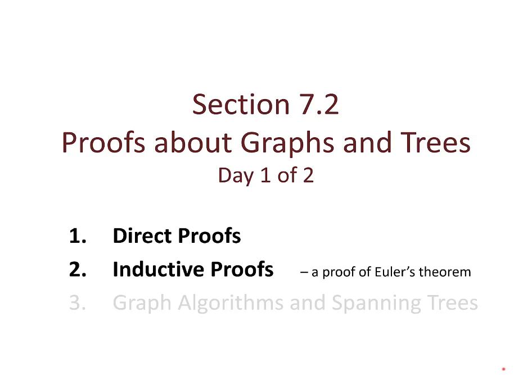Welcome. This is section 7.2, proofs about graphs and trees, and today we cover day 1 of 2. Today, in this video, we'll look at some direct proofs and inductive proofs for several graph theory results. And in fact, by the very end, we'll get a proof of Euler's theorem, the theorem that any graph where all the vertices have even degree must have an Eulerian circuit.